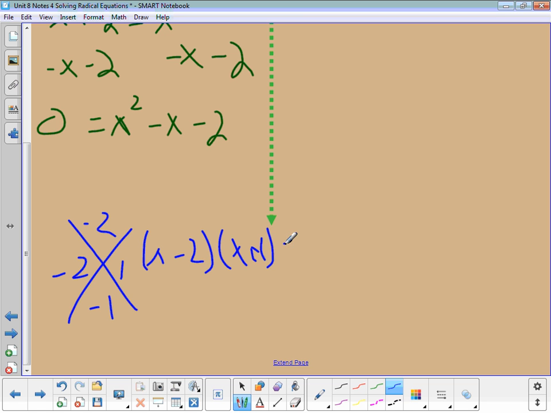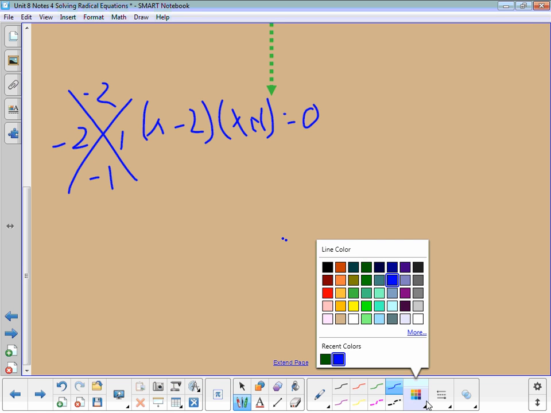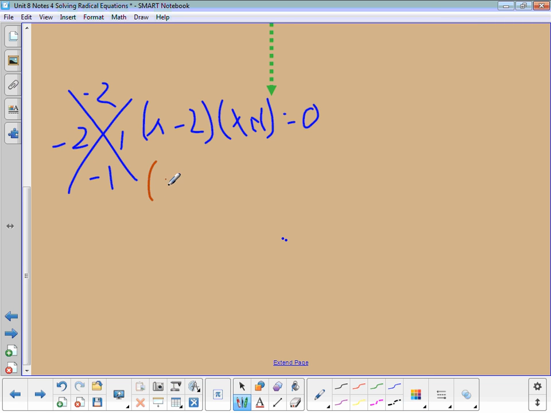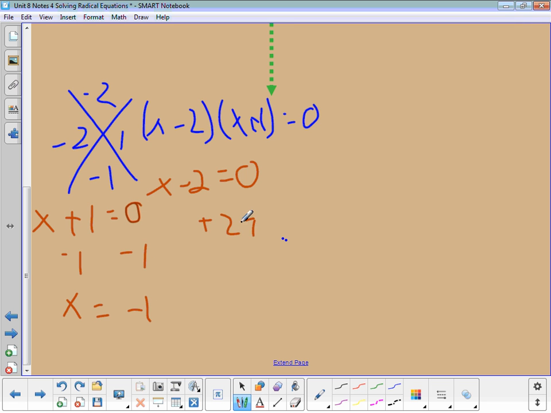Now, unfortunately, right now, I am far from done. Both of those factors multiplied together are equal to 0. So now I can use the zero product property. I can say, okay, either x minus 2 is equal to 0 or x plus 1 is equal to 0. So I'm going to solve each of those equations for x. I get x is equal to -1 here, and I get that x is equal to 2 here. So here are my two solutions.